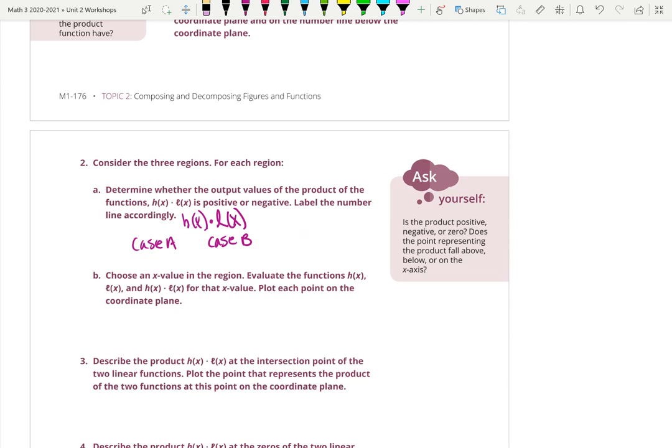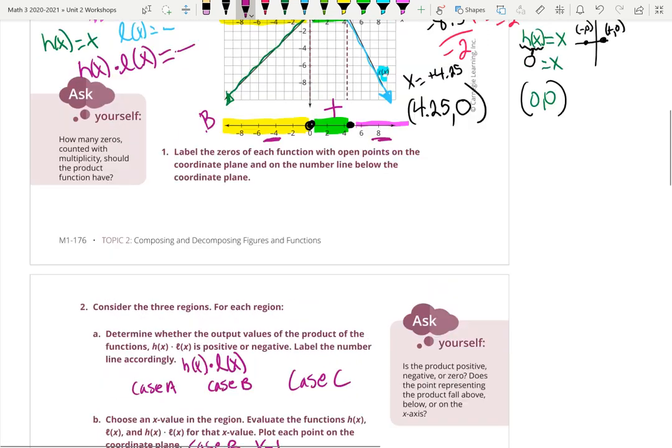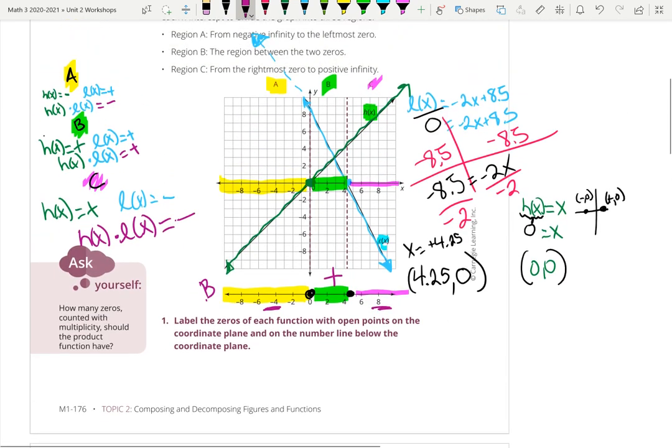So what we're also going to do is we're going to go ahead and do it for a specific value. I'm going to choose a simple x value in a region. So we're going to go ahead and go to case B. And the reason being is I'm going to pick when x is 1. Okay. Look in here when x is 1. When the x value is 1. Notice how the output is 1.